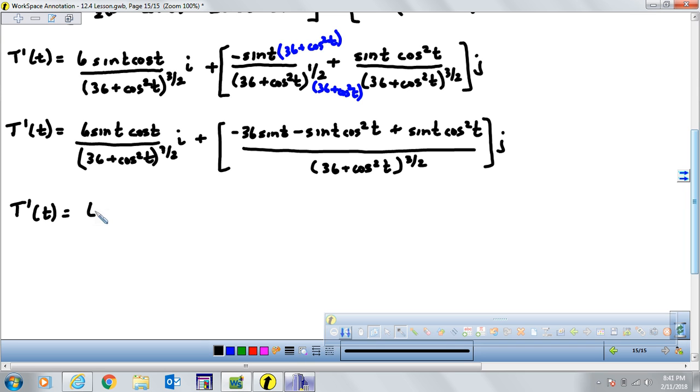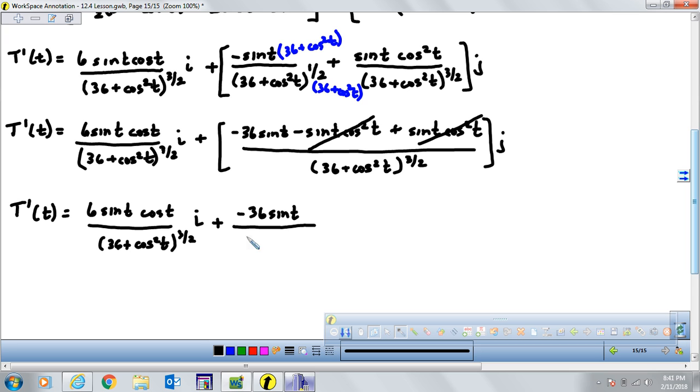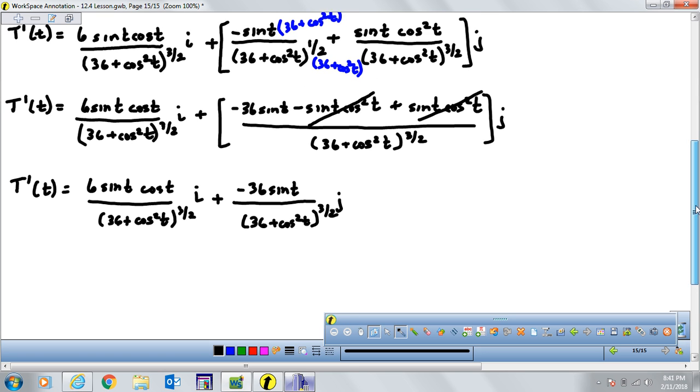So this is the final form of the derivative of the unit tangent vector: 6 sine of t cosine of t over (36 plus cosine squared of t) to the 3/2 i, plus, and look what happens here, negative sine squared of t times negative sine of t cosine squared of t plus sine of t cosine squared of t, they cancel, so we're left with negative 36 sine of t over (36 plus cosine squared of t) to the positive 3/2 j. And that is the derivative of the unit tangent vector.